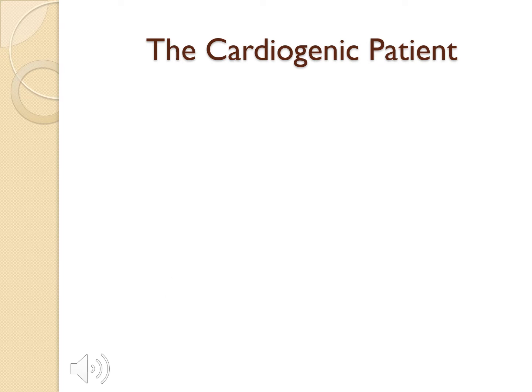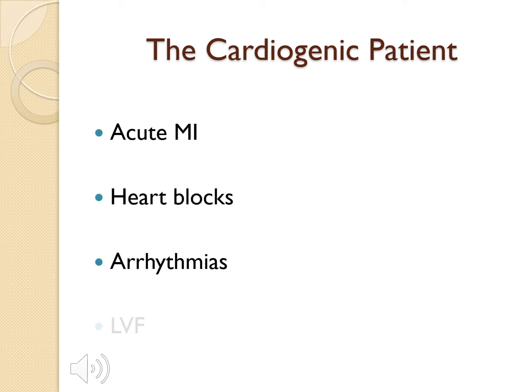Now we're going to talk about cardiogenic shock. Examples of acute cardiogenic episodes are acute MI, heart blocks, arrhythmias, and LVF. Symptoms that you might see in these patients are central crushing chest pain. The patient may appear sweaty, clammy, cold, a high or low heart rate, an irregular pulse, tachypnea, a low blood pressure, and patients might have a sudden oxygen requirement.